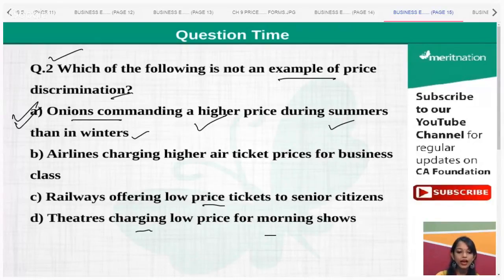Whereas in all the others, it is the theaters which are charging different prices. Similarly, the railways is charging different prices and airlines are charging different prices. That's why these are examples of price discrimination.